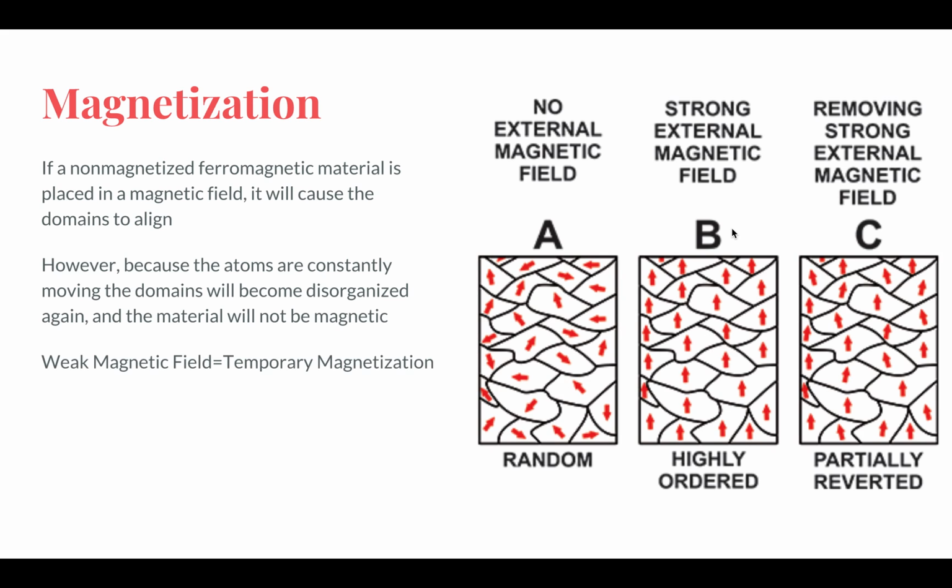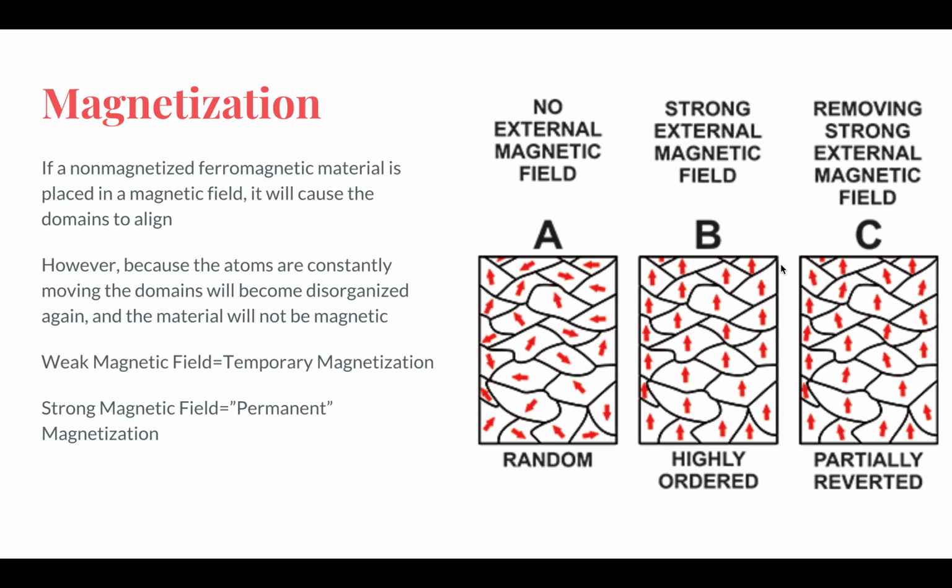So if you take a piece of metal, or if you take a ferromagnetic material and you place it in a weak magnetic field, you will have temporary magnetization. The magnetization will not last very long because they did not get ordered enough. However, if you place it in a strong magnetic field, you will have quote-unquote permanent magnetization.